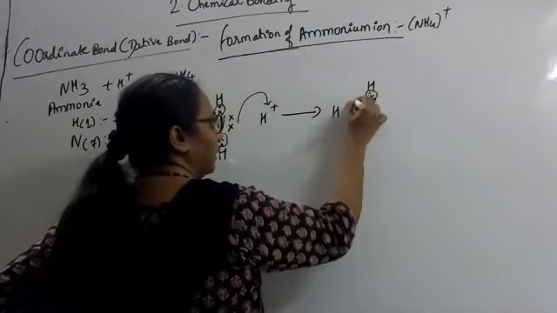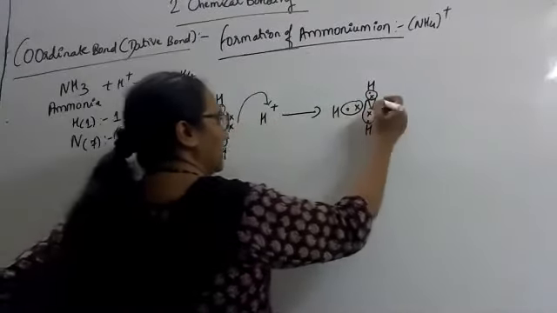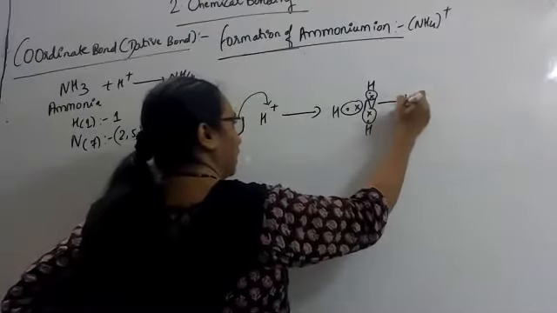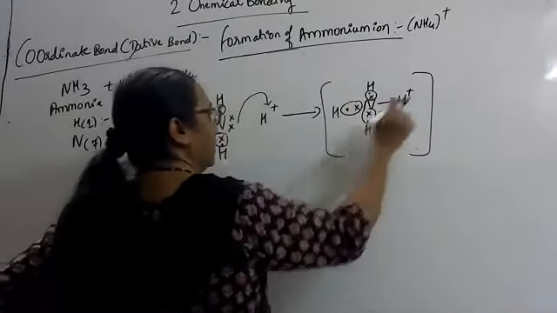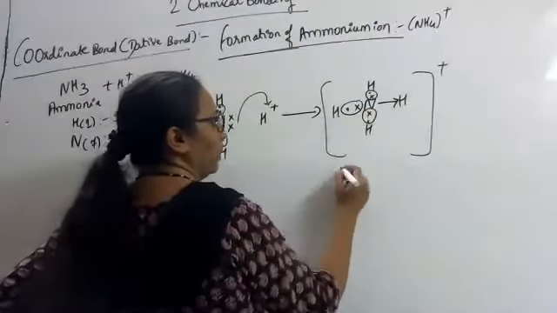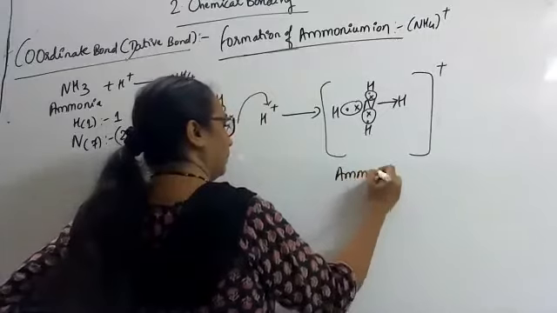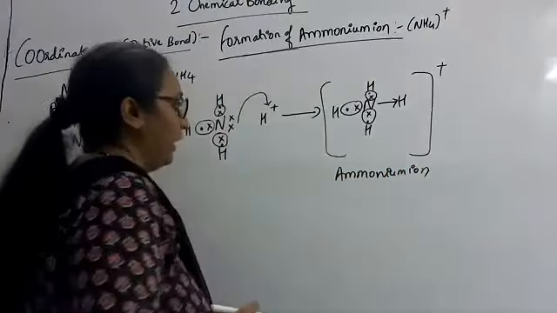Okay, so these share electrons with hydrogen, and these two electrons with the hydrogen ion, and here, so this becomes the structure of the ammonium ion. So again, coordinate bond or dative bond.